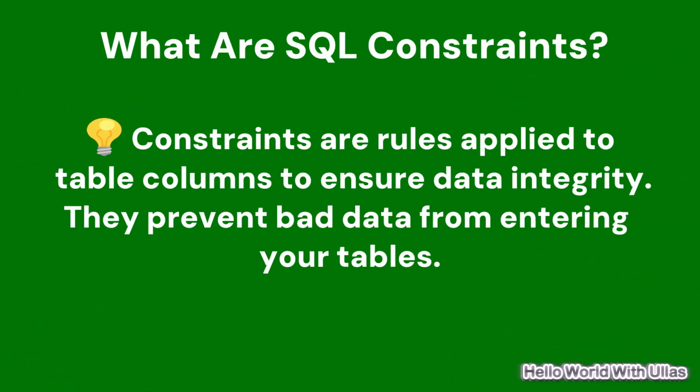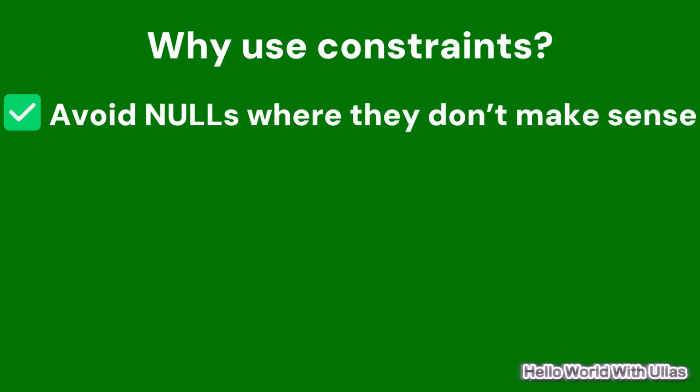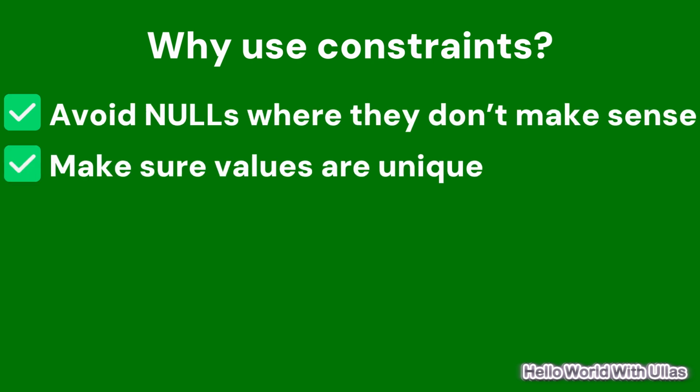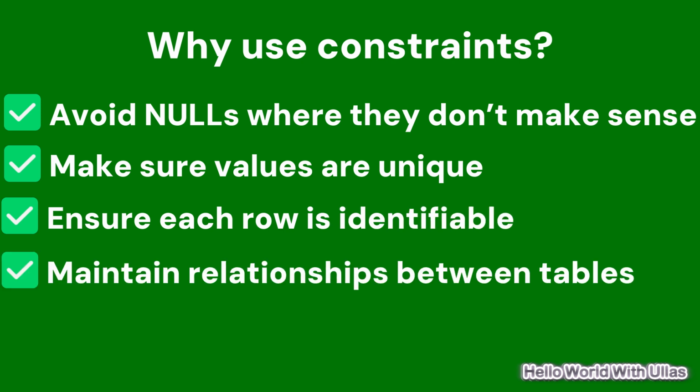Constraints are rules applied to table columns to ensure data integrity. They prevent bad data from entering your tables. Why should we use constraints? To avoid nulls where they don't make sense, make sure values are unique, ensure each row is identifiable, and maintain relationships between tables. Let's go through each one with an example.